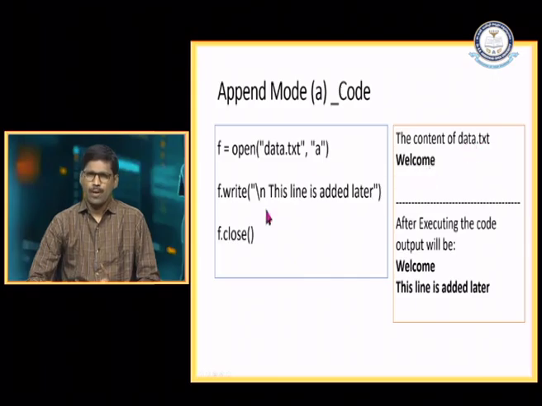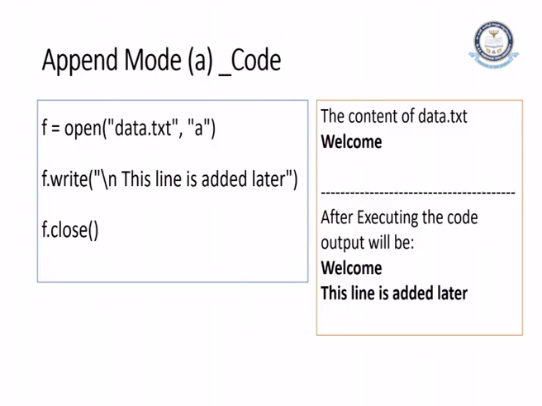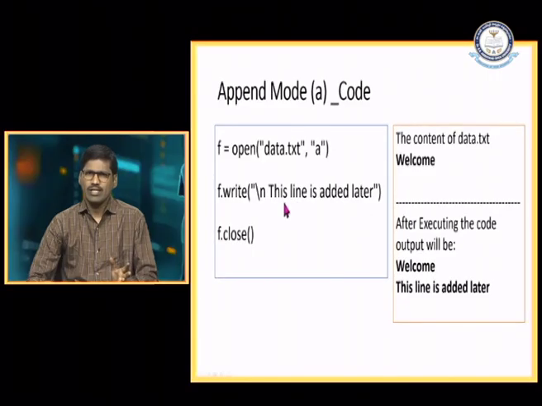Now, with the help of the write function, I want to write data into the file. The data I want to write is "this line is added later". Instead of this you can write any other text, but I simply want to add this line. After that I want to close the opened file.